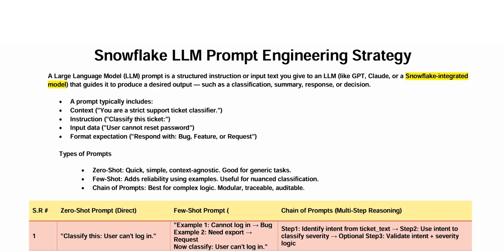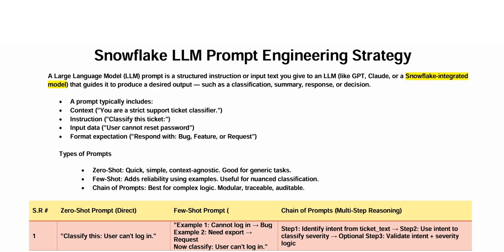So, knowing that, how do these prompts evolve for more complex tasks? What are the main types of prompts we see, and when would you use one over the other? Yeah, the source material highlights three main types, and they build on each other in terms of sophistication. The simplest is zero-shot prompting. This is where you give the LLM a direct instruction without any prior examples. Just ask it directly. Right. It's quick, simple, context-agnostic, good for generic tasks. An example might just be, classify this, user can't log in. Okay, pretty basic. Like asking someone a question they should just know the answer to.